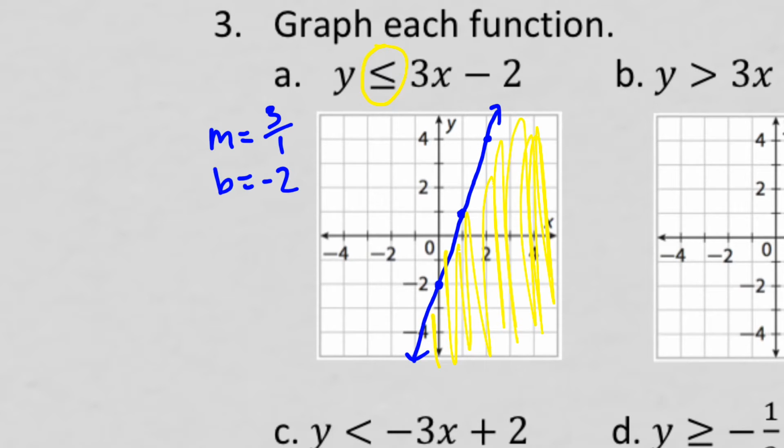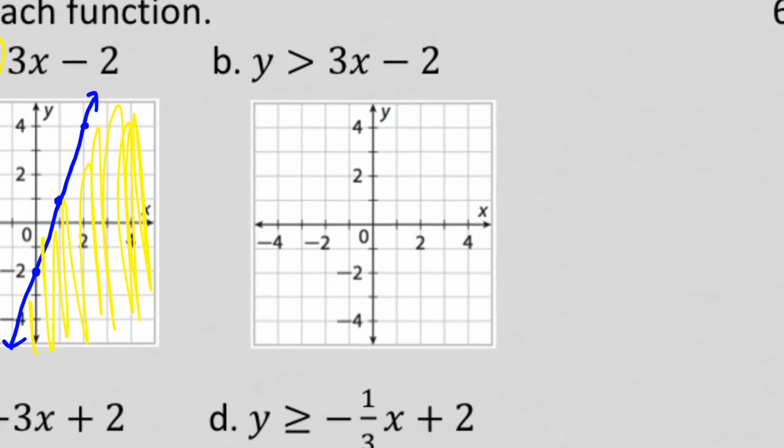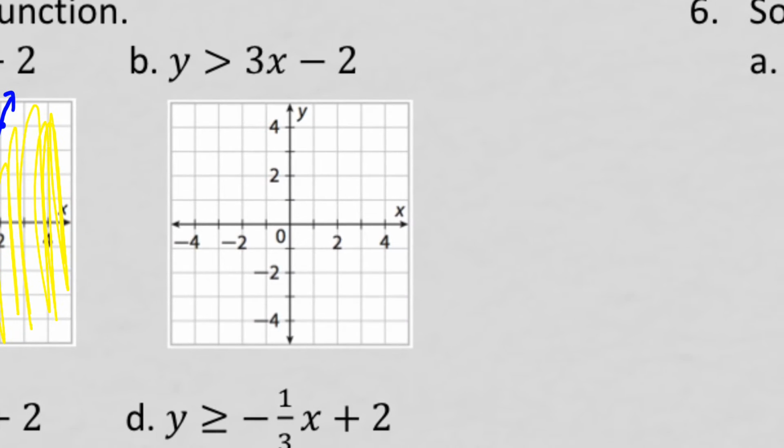And there you go. Let's do it again. B. Same thing. Find the slope, which is m. It's 3 again, so 3 over 1. Find the y-intercept, which is b. It's negative 2. That means begin at negative 2, once again. Move 3 up over 1. 1, 2, 3 over 1, right there.